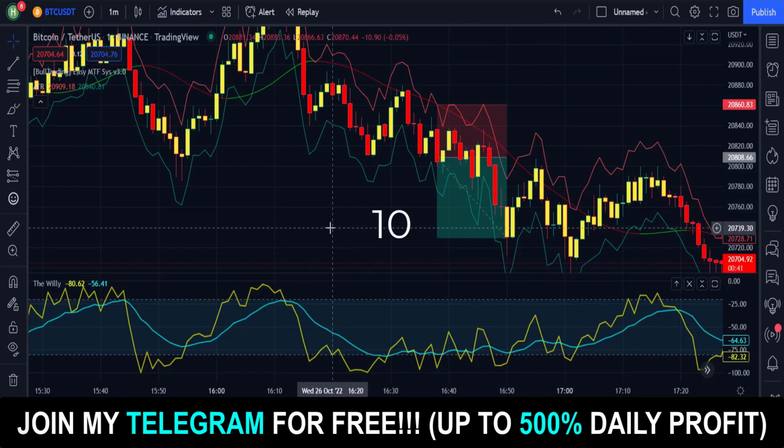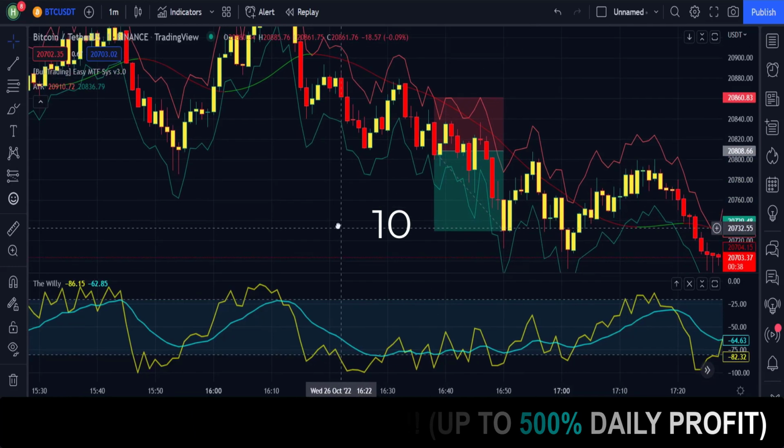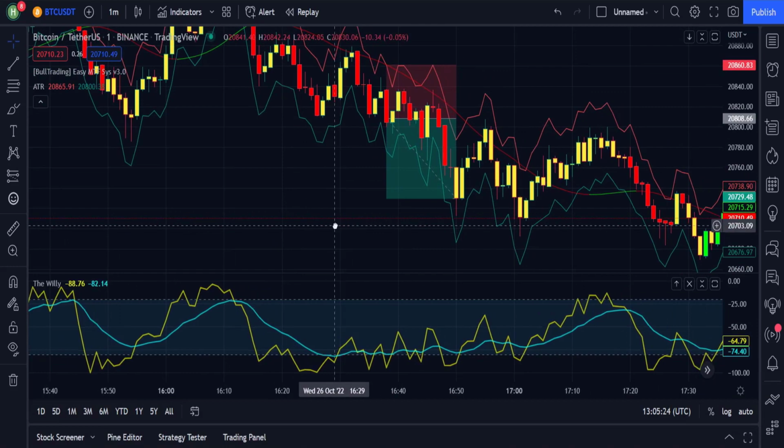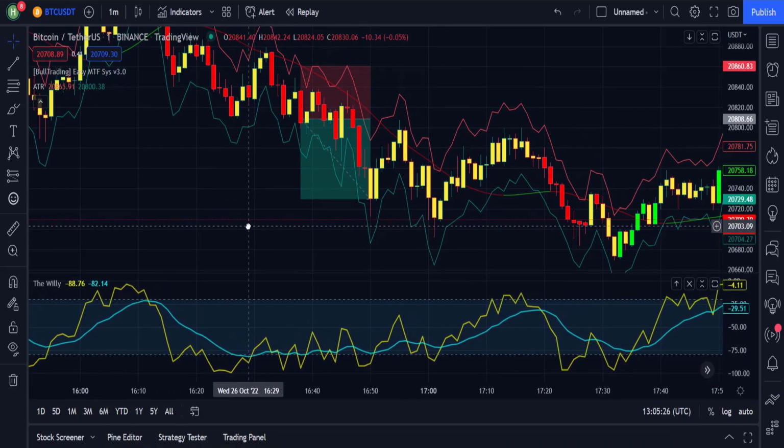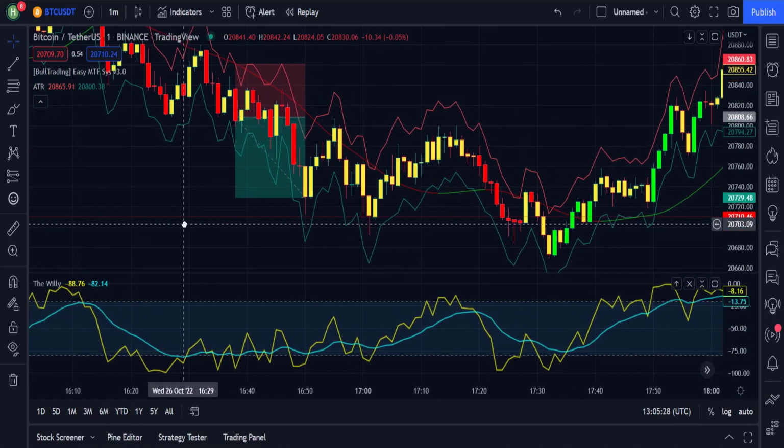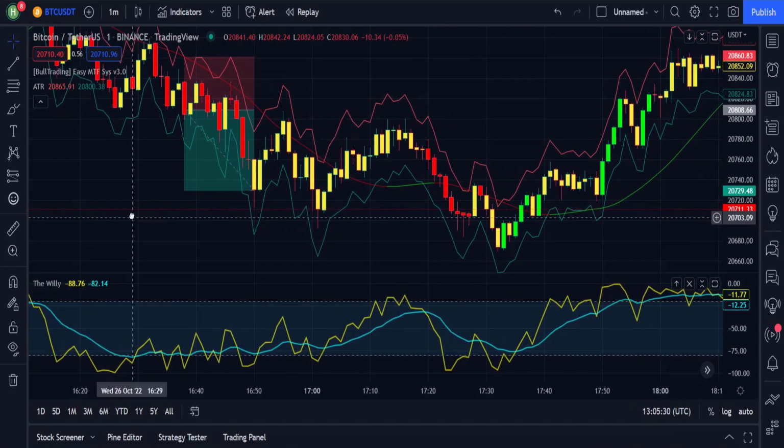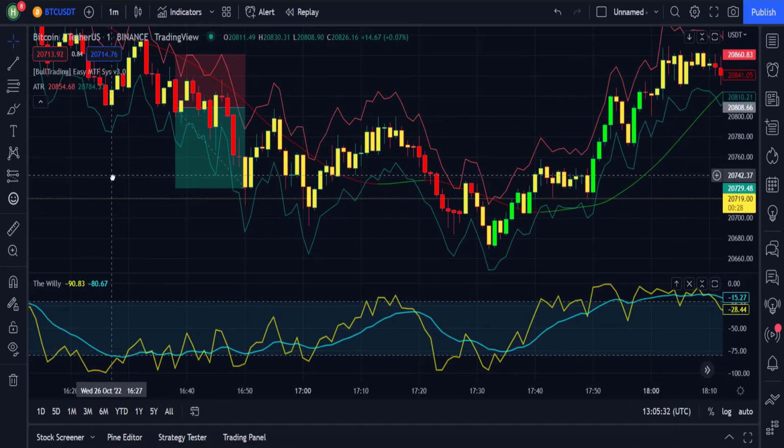So basically the idea behind this strategy is that first, we want to identify the direction of the trend, and this baseline helps us a lot, and the reason we need to have the whole body of the candlestick above the baseline is to avoid the range in the market.